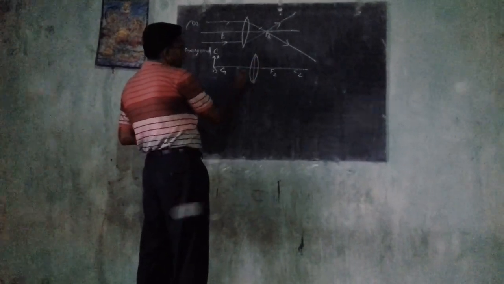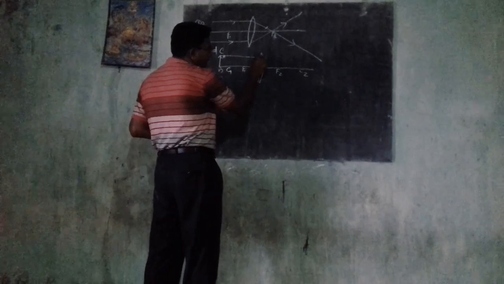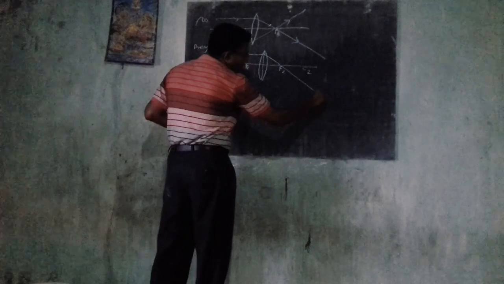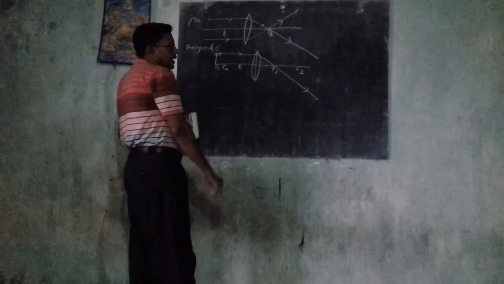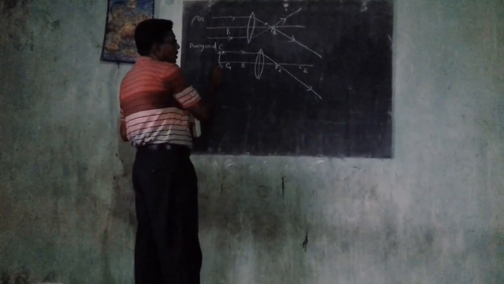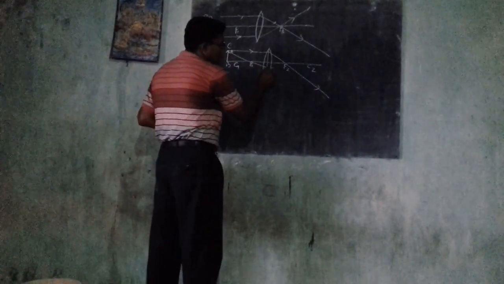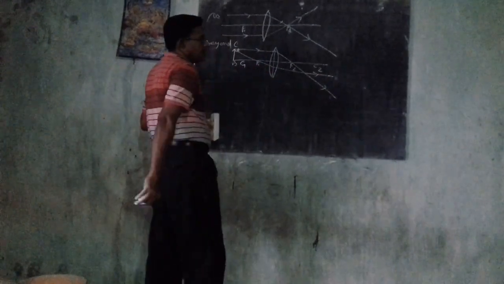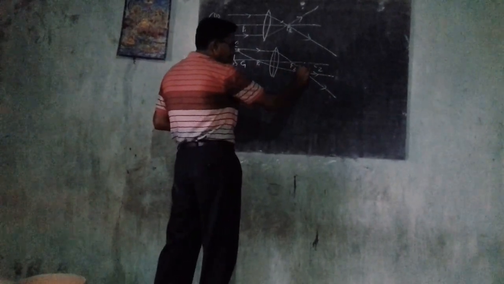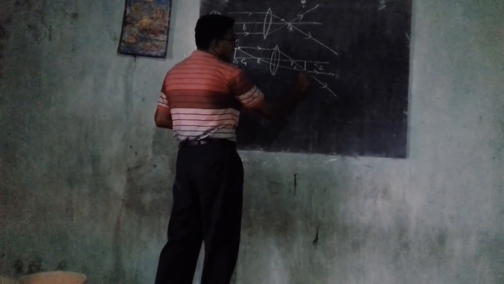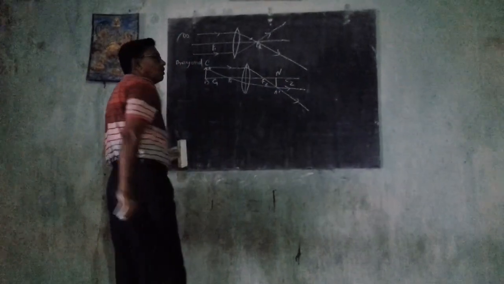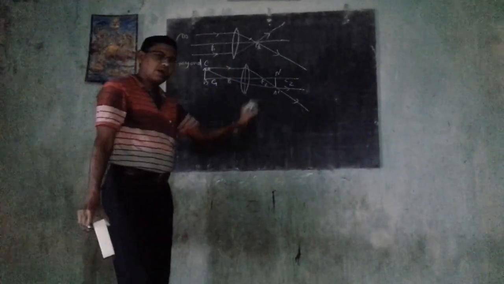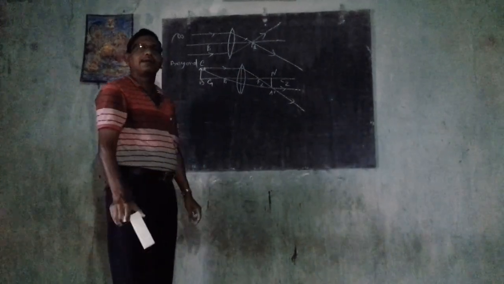Now we take one ray parallel to the principal axis. After the refraction, it passes through the focus. And another ray we take through the focus. After refraction it goes parallel to the principal axis. Where these 2 rays meet, that is the image of the object, A dash B dash, formed in between the focus and center of curvature. The size is small, inverted and real.